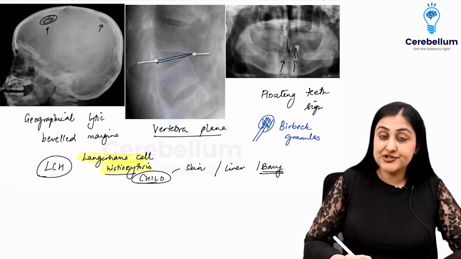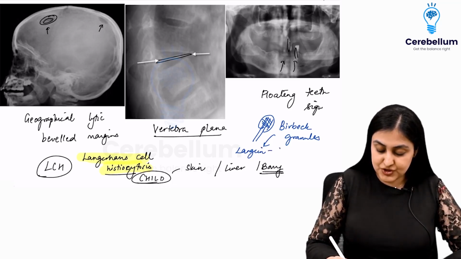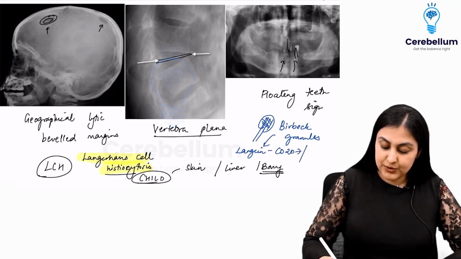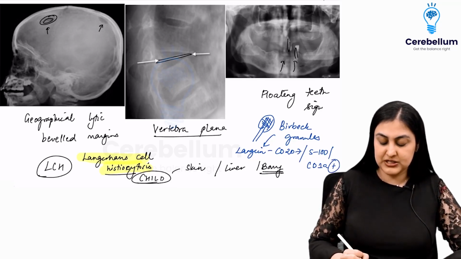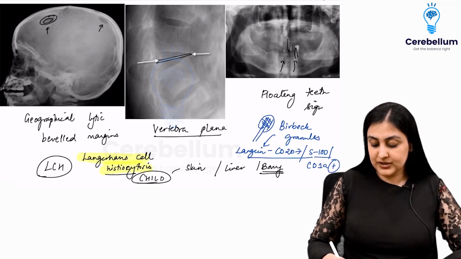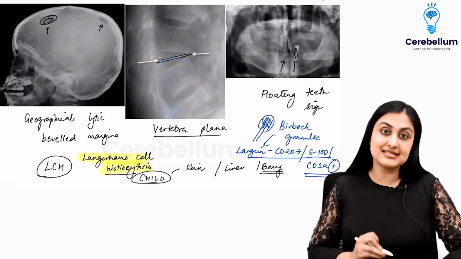The CD markers here are important. So Birbeck granules have this Langerin protein, which is CD207. You can also have S100 and CD1a positivity. So the markers here are important: S100, CD1a and CD207 for LCH.